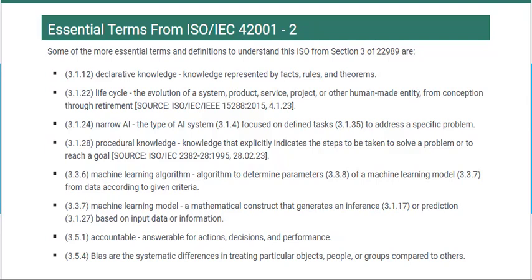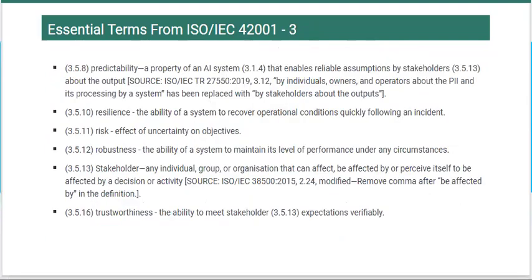3.3.6, machine learning algorithm, an algorithm to determine parameters of a machine learning model from data according to given criteria. 3.3.7, machine learning model, a mathematical construct that generates an inference or prediction based on input data or information. 3.5.1, accountable, answerable for actions, decisions, and performance. 3.5.4, bias, the systematic differences in treating particular objects, people, or groups compared to others.